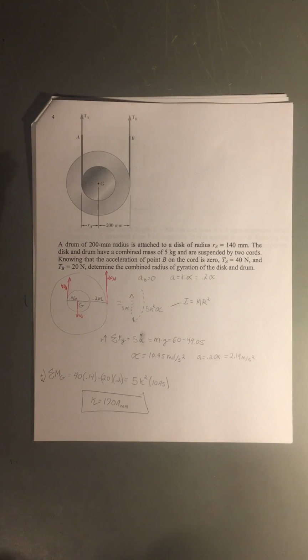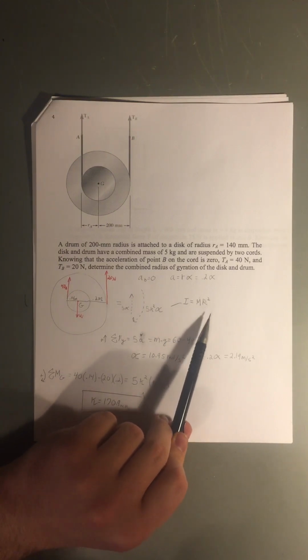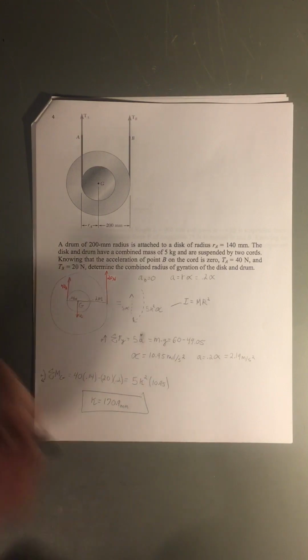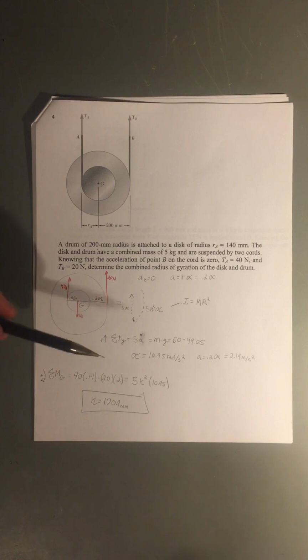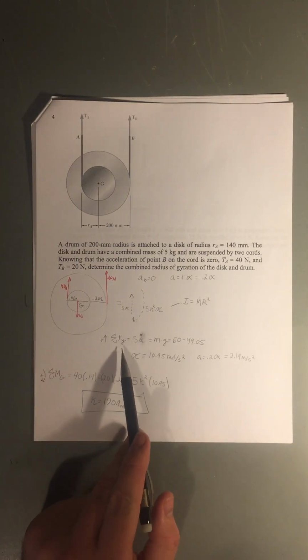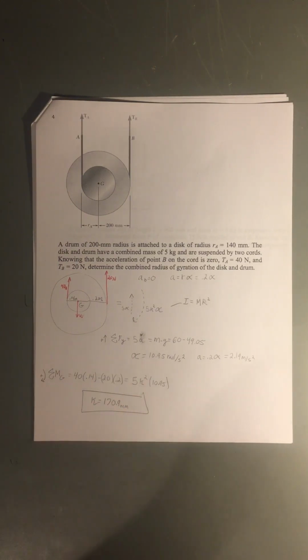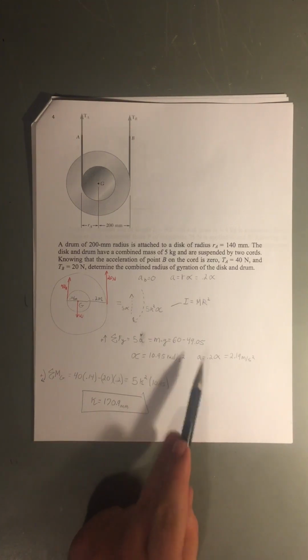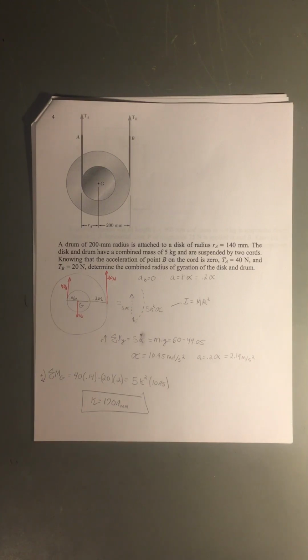In order to find the radius of gyration, we know that I has to equal m r squared, and r would be our radius of gyration, which I called k in this problem. The first thing I decided to do was sum the forces in the y direction. The sum of the forces in the y direction has to equal mass, which was 5, times the acceleration. In the y direction we have these two forces, which add up to 60, and our weight pulling down, which is 5 times 9.81, right here. Plugging all of that in, we can solve for our acceleration.